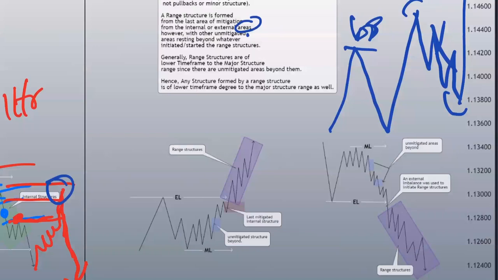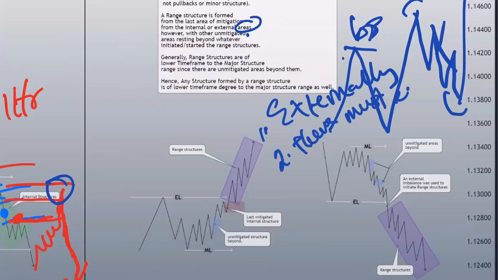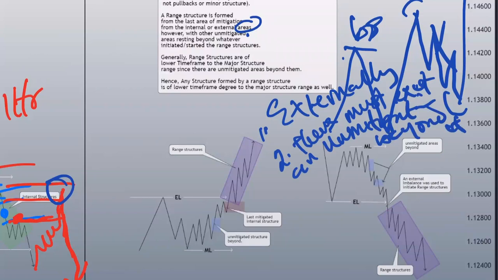What are the conditions for a range structure? Number one condition to note is that it must be formed externally. All right, that is number one condition. Number two condition is that there must exist an unmitigated area beyond it. Which means if after price breaks out of external liquidity, price pulls back such that there is no more unmitigated area beyond such pullback, that is not a range structure. That is, in fact, a new major structure range being formed. What do we mean by this?